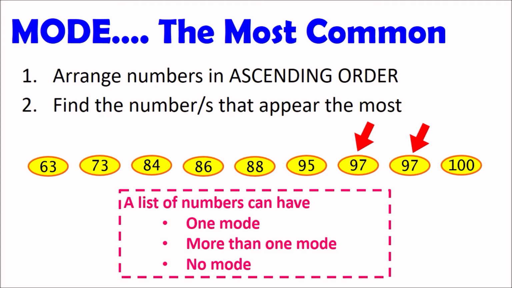Key thing to remember here though is a list of numbers can have one mode, like this one here. We can have more than one mode. So for example, if we added in another 95 to this list of numbers, that would mean that 95 and 97 appear twice, so it's got 2 modes. We can also have no mode. So if I got rid of one of those 97 scores, each number would only appear once, and therefore we would have no mode.